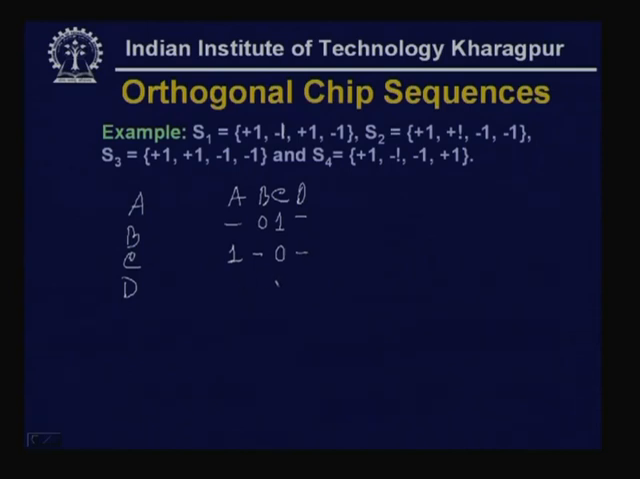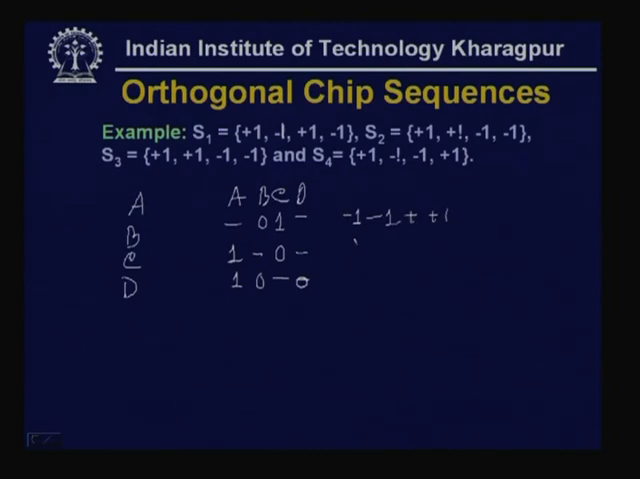Third example: A is transmitting 1, B is transmitting 0, C is not transmitting and D is not transmitting. Now, what will be the composite signal in the 4 cases? For B you have to multiply with this, that is minus 1. So it becomes minus 1, minus 1, plus 1, plus 1.